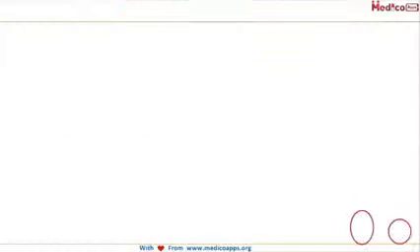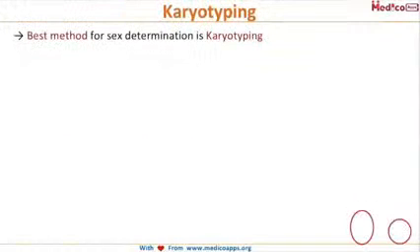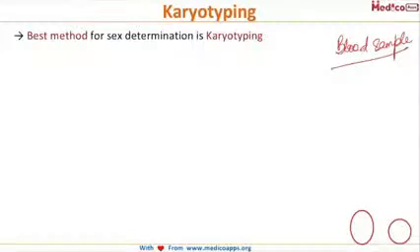Now, a few words about the karyotyping. What is karyotyping? The process by which you get the entire chromosomal picture of any individual is called karyotyping. And where do we do it from? We can do it from the blood sample. Now, if you have to do karyotyping for the unborn fetus, where do you do it from? You can do it from amniotic cells, or from the chorionic villus sample.